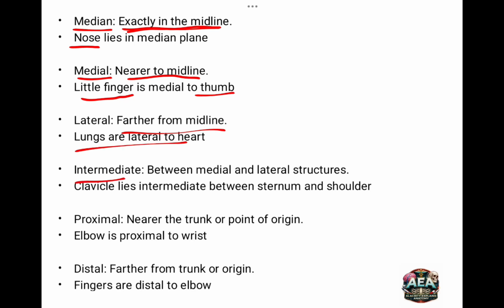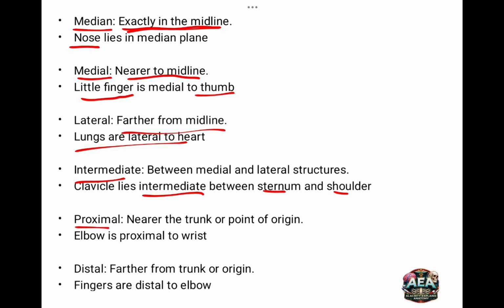Now we have intermediate. There are some structures that are found in between the medial and the lateral structures. You have a structure on the lateral side, you have a structure on the medial side, and there are some structures that are in the middle. It depends on the reference you're making. So the clavicle lies intermediate between the what? The sternum and the shoulder. If you look at the shoulder, you look at the sternum, you see that the clavicle lies in the middle. So you say it's intermediate.